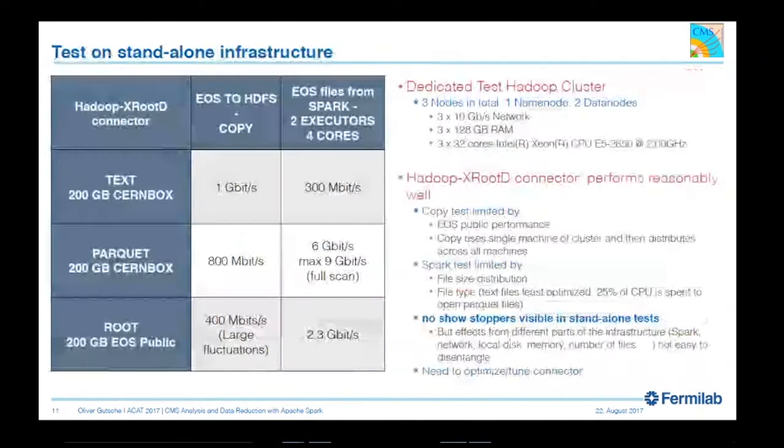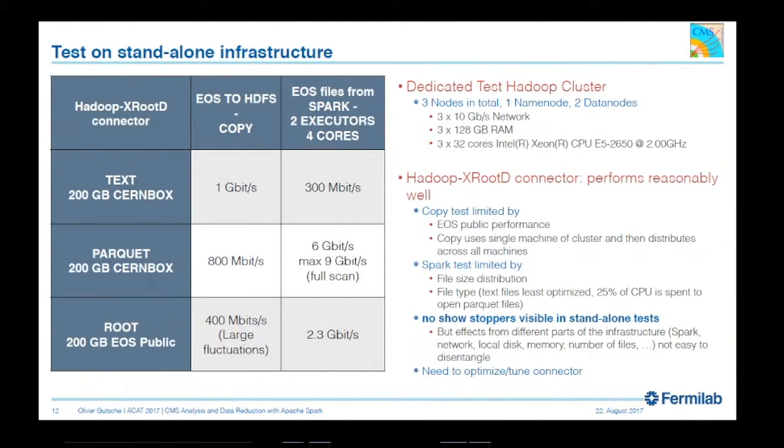So this is something where I just want to give you a glimpse that this is actually working. And this is performing well enough that we think this is the way forward. What you see here is a test on a standalone infrastructure. We have a dedicated test Hadoop cluster, which was 3 machines, one name node and 2 data nodes. We use the XRootD connector to just copy from EOS to HDFS, just to see what the performance is.